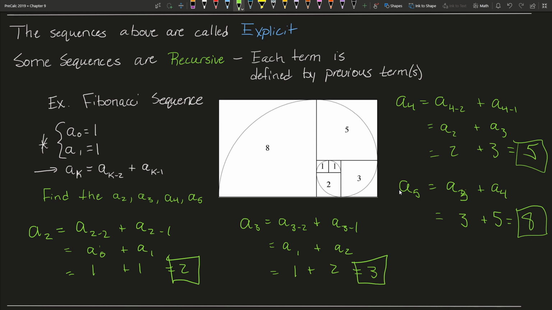Again, there are two different types of sequences. There's explicit, in which case there's an explicit rule for each term. And then there's recursive, where each term is defined by previous terms to it. So again, I'm going to pause. Are there any questions about what you see on your screen? And this spiral is just a representation of the Fibonacci sequence. It's nothing you need to know. It's just a representation.